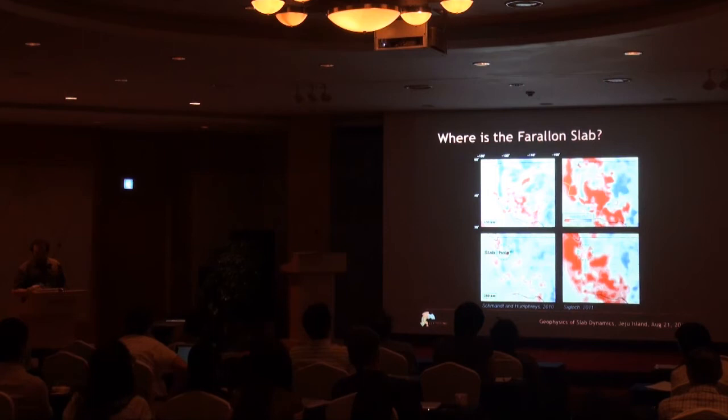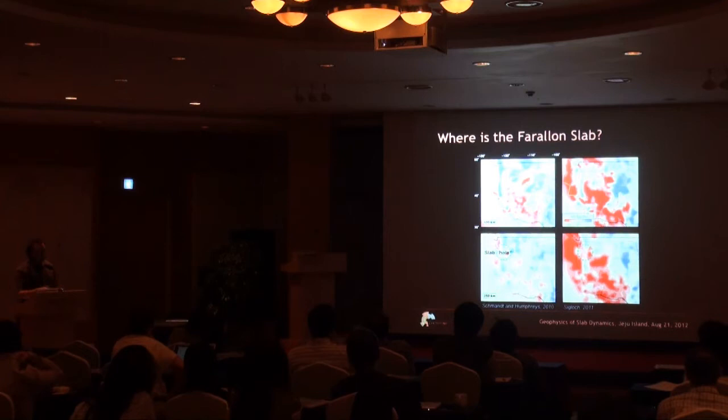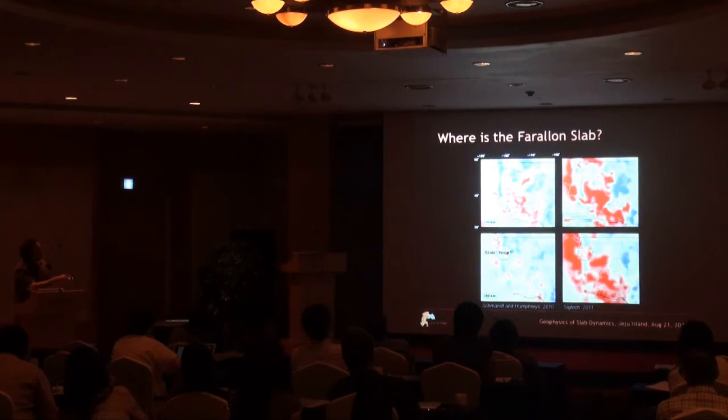EarthScope is an initiative in the United States that's provided us an unprecedented amount of resolution in seismic imaging. And one of the major things that we're looking for was where the Farallon plate was. So you can see the Juan de Fuca slab here in the shallow mantle, 100 kilometers depth, it's very visible. But as you get down to even a little bit lower, it starts to disappear.